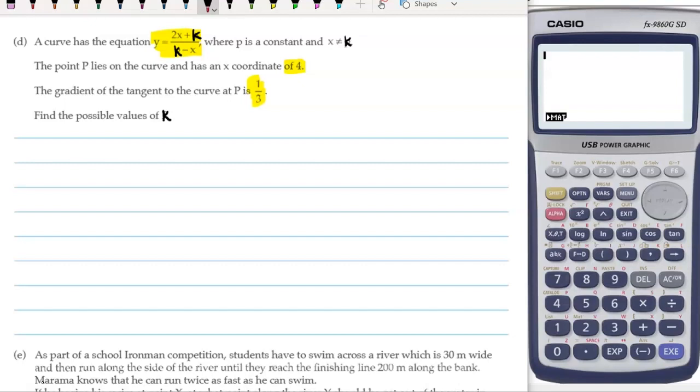All right, so we need to find dy by dx, remembering that k is just a constant. Now we've got the quotient rule here, so we're going to do v du by dx, so the bottom times the derivative of the top, which will be 2k minus x.